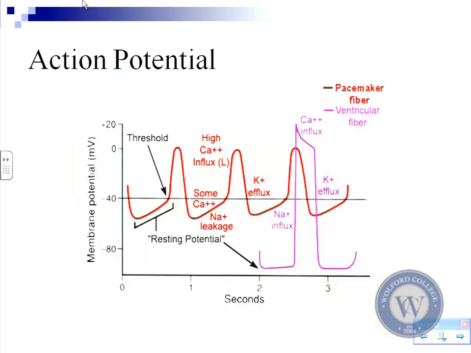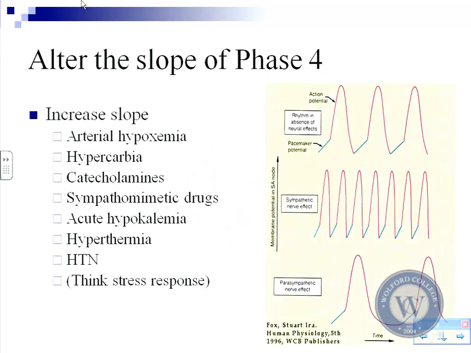This is what we talked about before, so I'm not going to go into it in more detail. What increases your phase 4 slope is the following: anything that causes sympathetic discharge. Increasing hypoxemia in the adult will cause a sympathetic discharge. In the baby, it will do the reverse. It will cause bradycardia and a dive reflex. But in the adult, arterial hypoxemia usually causes a phase 4 slope increase, which then causes the tachycardia.